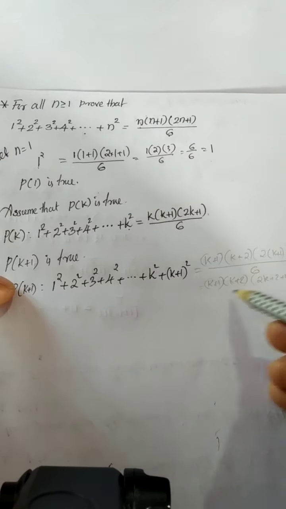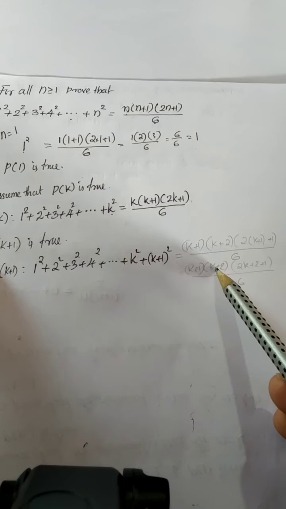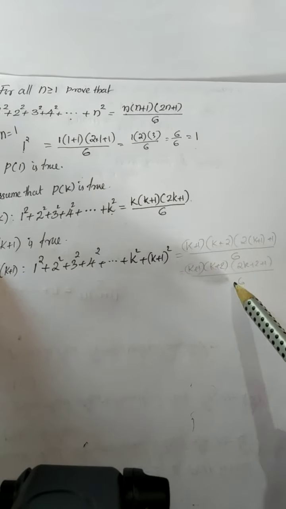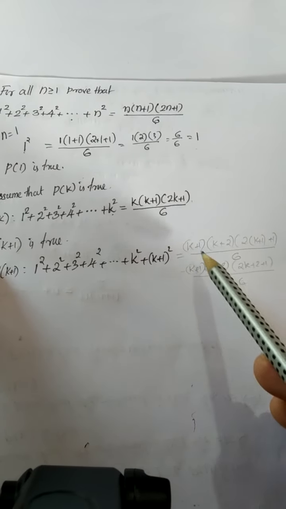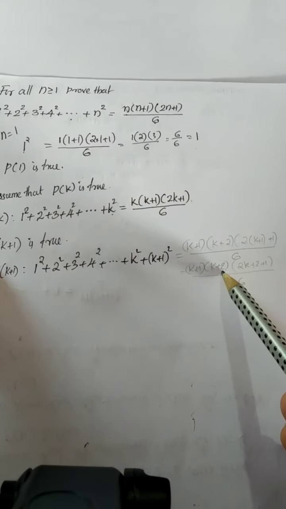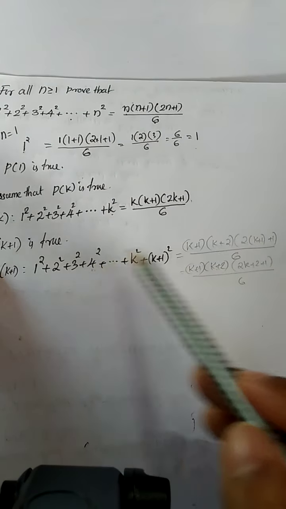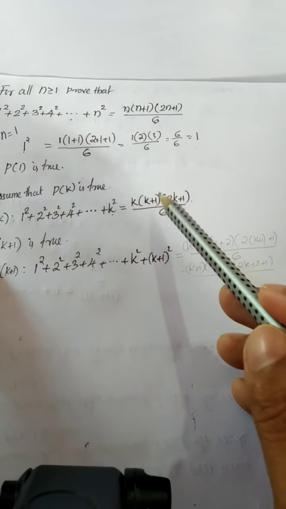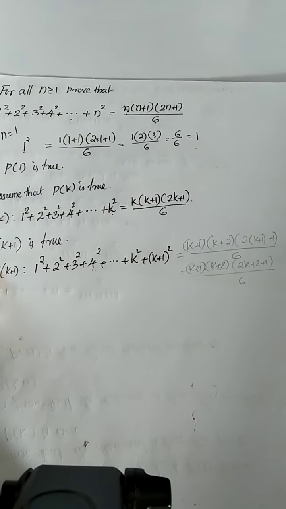So we want to prove this one: (k plus 1)(k plus 2)(2k plus 3) divided by 6. We don't know what it is yet, but we want to prove this is equal to this by using this P of k. Okay, so look here.